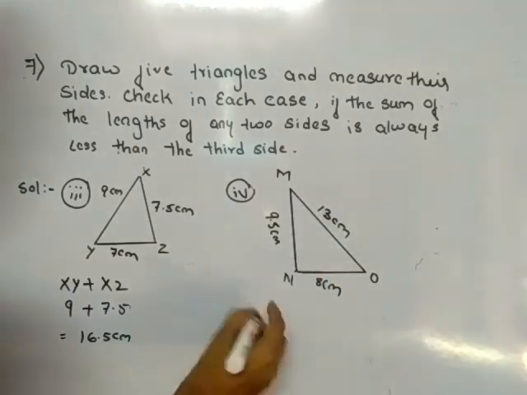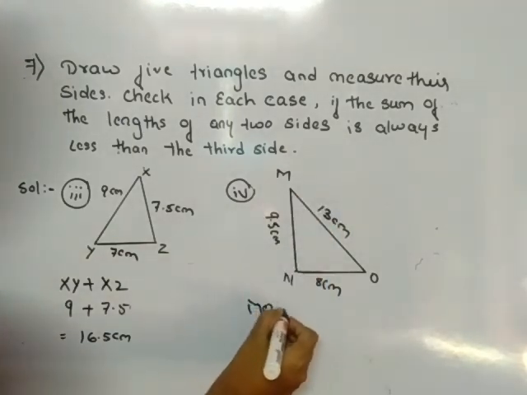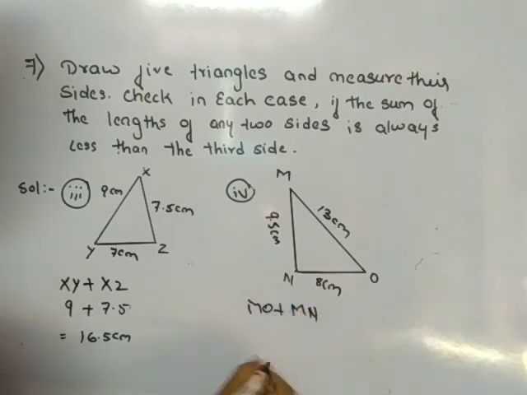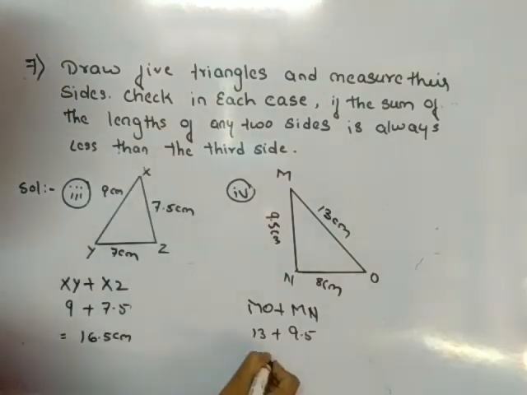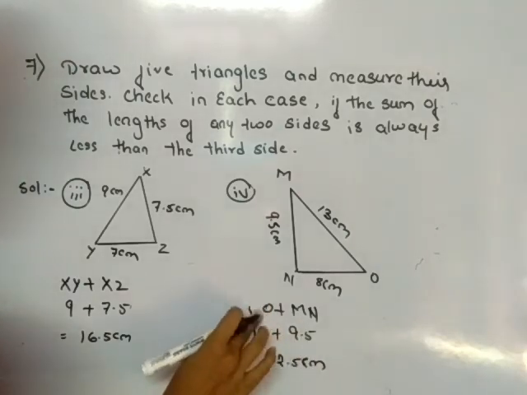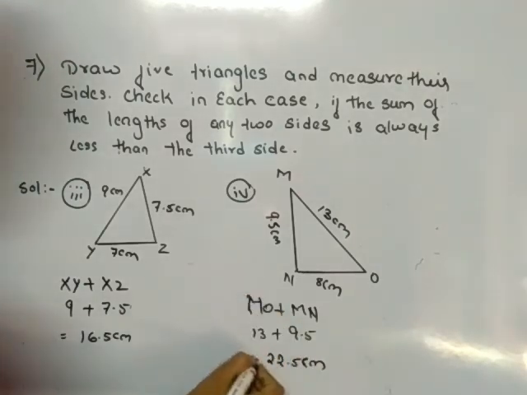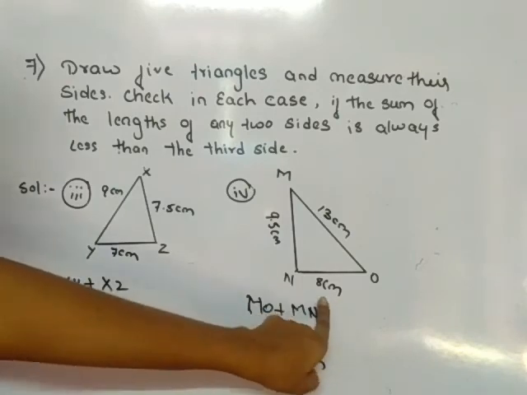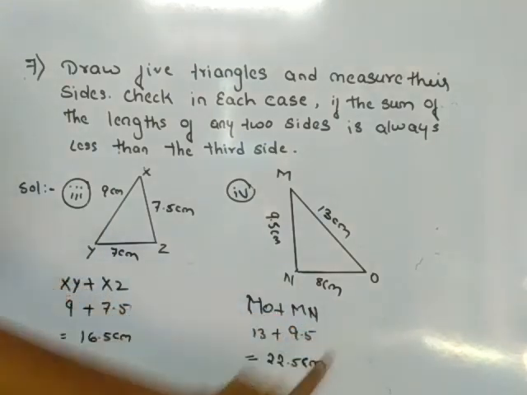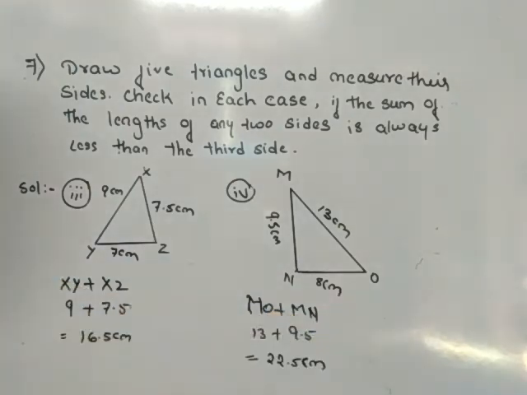Now we'll add MO plus MN. MO is 13 centimeter, MN is 9.5 centimeter. After adding, we get 22.5 centimeter. You can see that 22.5 is not less than the third side. The third side here is 8 centimeter, so 22.5 is greater than 8 centimeter.